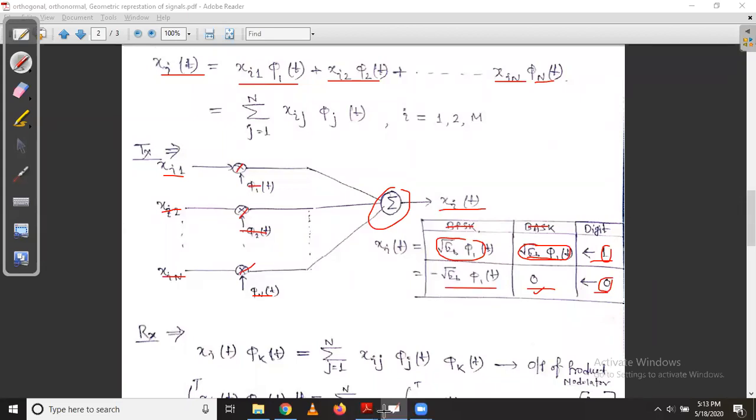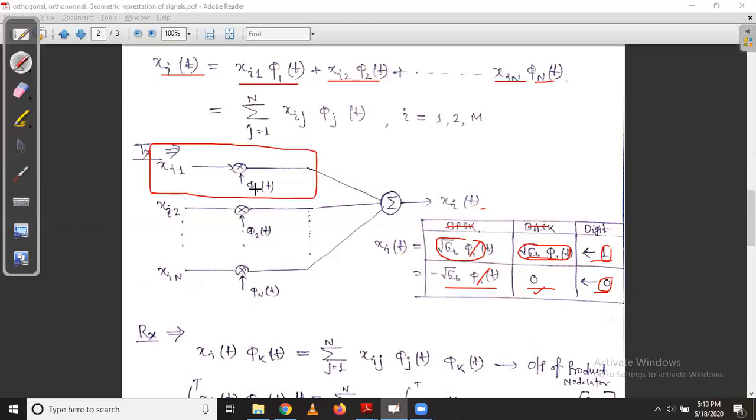Okay, that means this phi 1, this is also phi 1. That means for BPSK or ASK only, this line will be there, this portion will be there. As I told, this is the general thing for any kind of digital modulation technique. But for BPSK or BASK, this portion is only used.